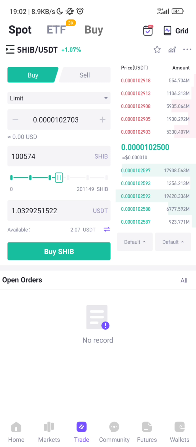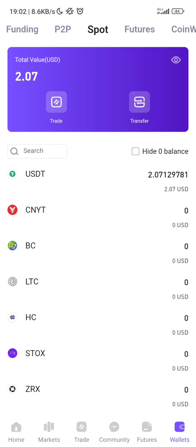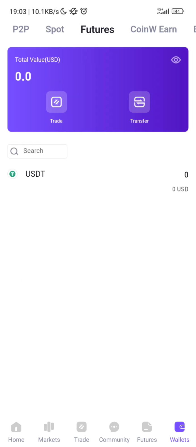So now when I buy this token, this amount of token, this 100,574 worth of Shiba Inu will be in my spot wallet, right? So even if the price depreciates, I can easily send it out to another wallet if I want to. But for futures, you can't send the coin. Once you buy it, it's a contract. You are buying a contract, right? So you can't send it out, so you can only trade it.